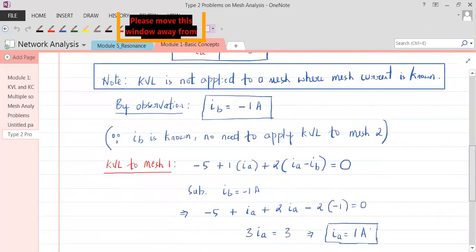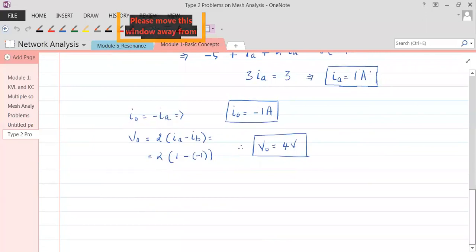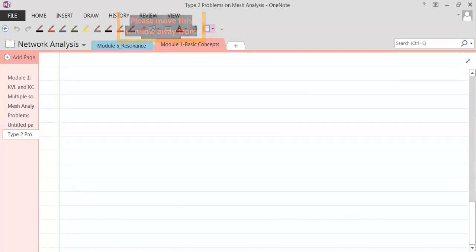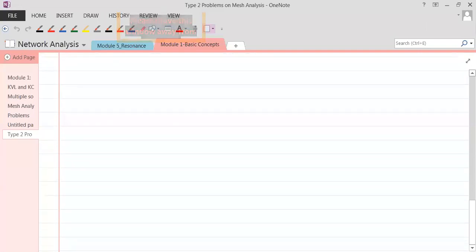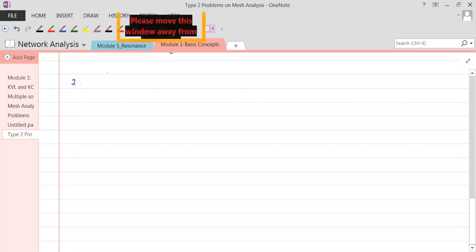Everybody copy this fast. Problem number 2. Again, this is type 2. Which is type 2? Having a current source on the boundary. Let's take this problem now. Problem number 2. Copy this fast, everybody. You have to be fast copying it.